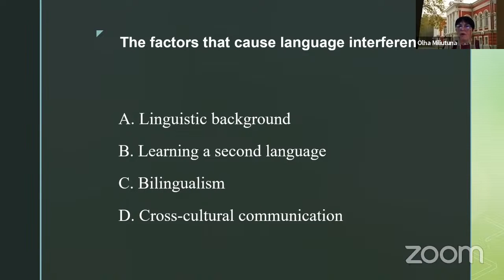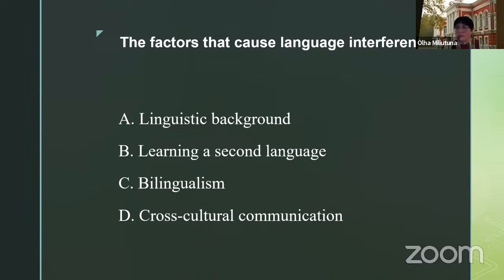Bilingualism can also cause language interference. Bilinguals often have to switch between languages, and the switch can result in the transfer of linguistic elements from one language to the other. For example, a bilingual individual may use the vocabulary of language 1 when speaking language 2, or they may use grammar patterns from language 2 when speaking language 1.